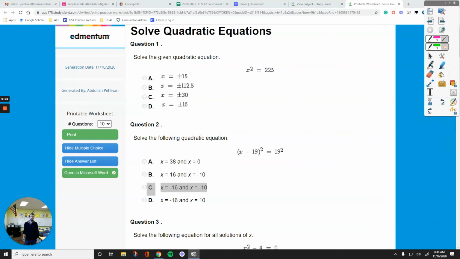Hello everyone, in this video we are going to talk about solving quadratic equations on Study Island. There are going to be multiple methods that you're going to deal with, so you might want to take notes when we work through this paper so that you know what to do when you're working on your blue ribbon assignment. Okay, so the first question is about solving the given quadratic equation.